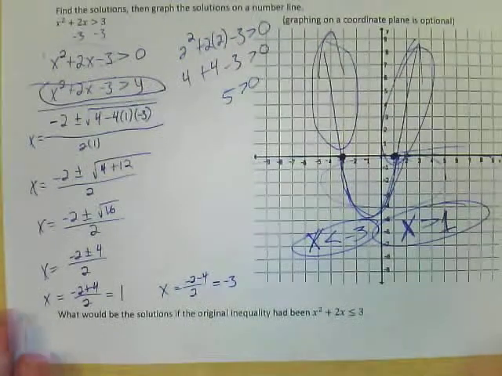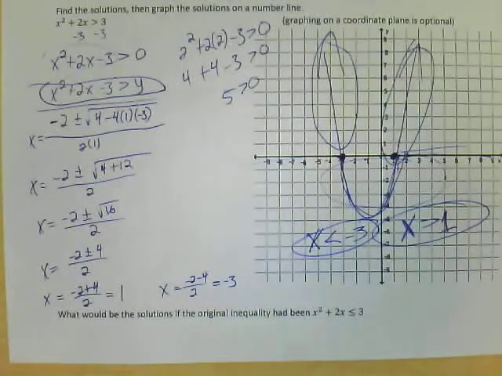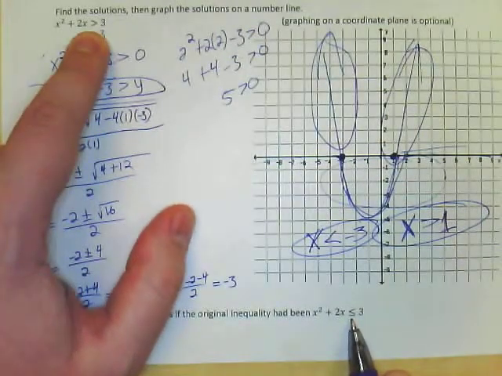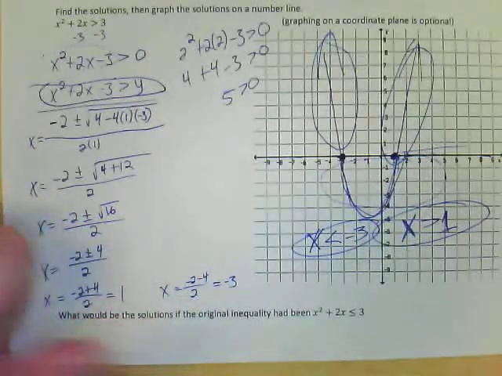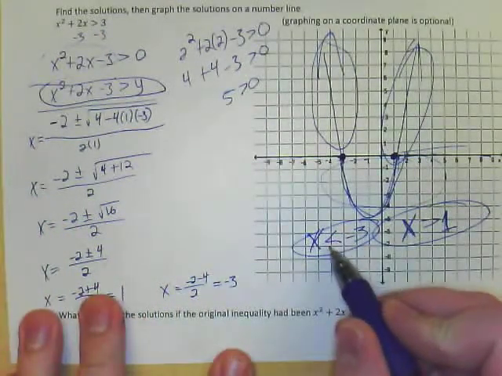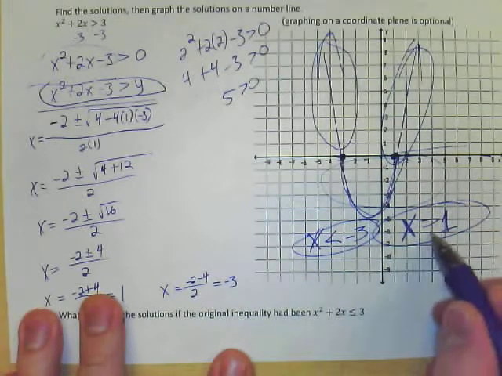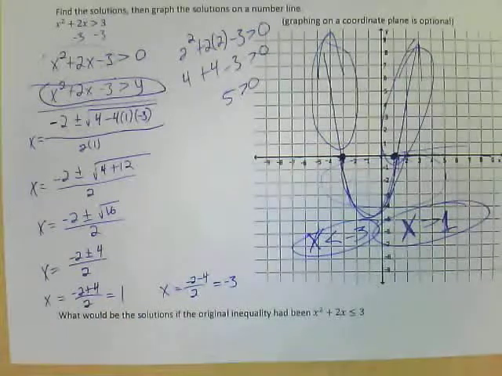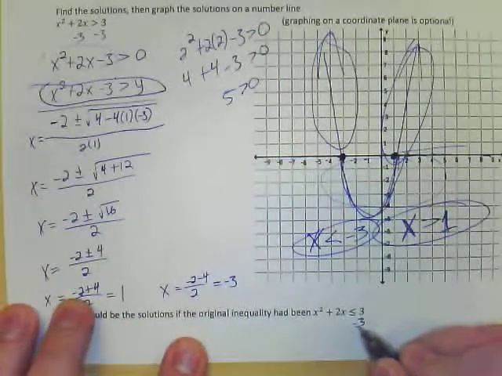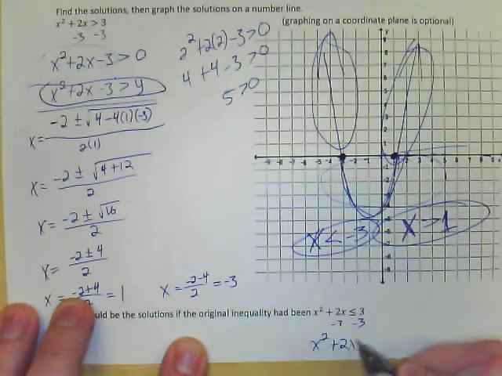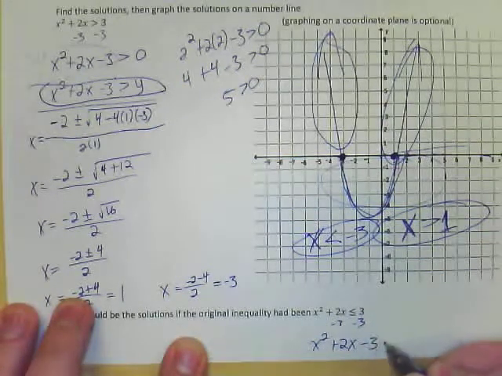At the bottom of the page then, the last piece: what would the solutions be if the original inequality had been a less than or equal to rather than a greater than symbol? Well, then it would be flipped the other way. First of all, we would have greater than or equal to, and then less than or equal to, because this is less than or equal to. But it would be flipped the other way around. So when we subtract 3 from both sides here, we would get x squared plus 2x minus 3 is less than or equal to 0.